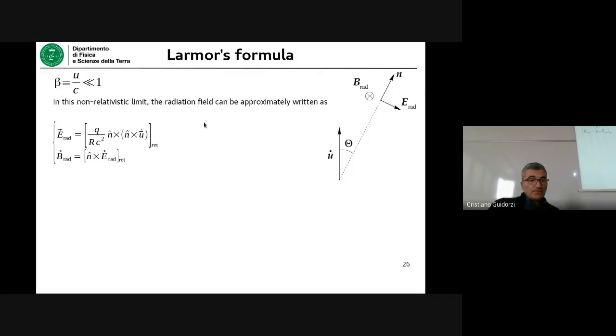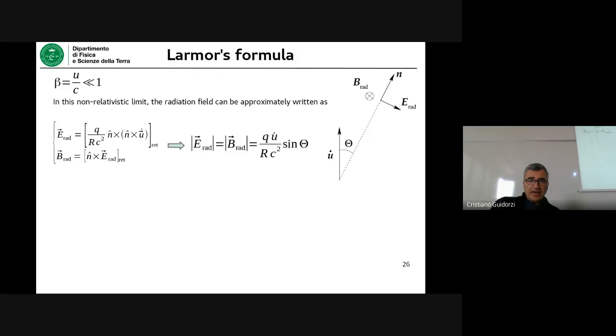So indeed, just from here, you immediately see that E rad is this. And then, of course, B rad is n vector E. So B rad is a vector which is perpendicular to this plane, entering in, not out. Okay, so that's why I put here the corresponding symbol of a circle with a cross.